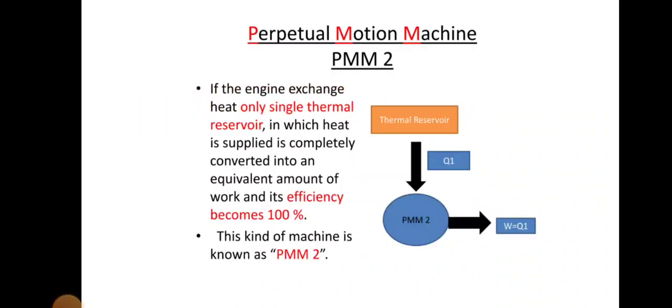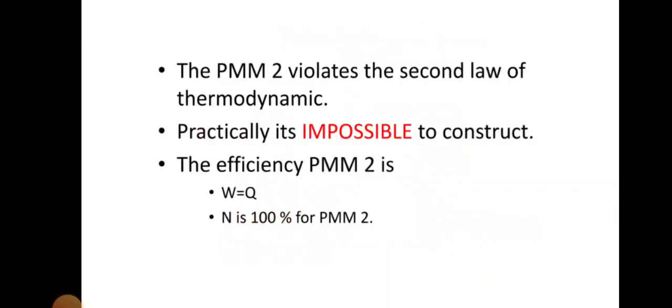Then the perpetual motion machine, PMM2. If an engine exchanges heat with only a single thermal reservoir, in which the heat supplied is completely converted into an equivalent amount of work and its efficiency becomes 100%, this kind of machine is known as PMM2. The PMM2 violates the second law of thermodynamics. Practically, it is impossible to construct. The efficiency of PMM2 is 100%, since the work done equals the heat transfer. So work done equal to heat supply is not possible.